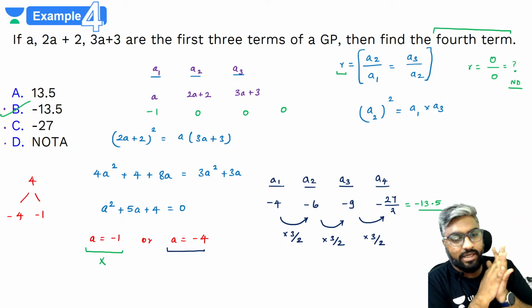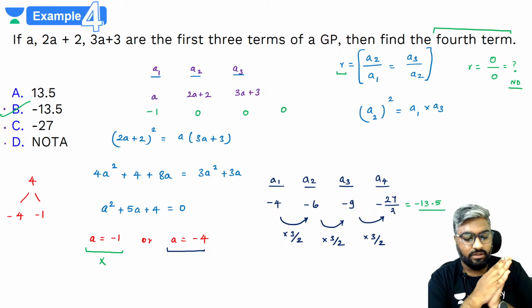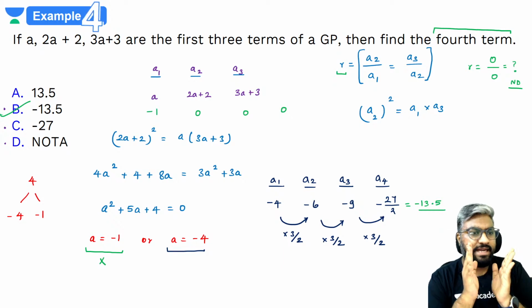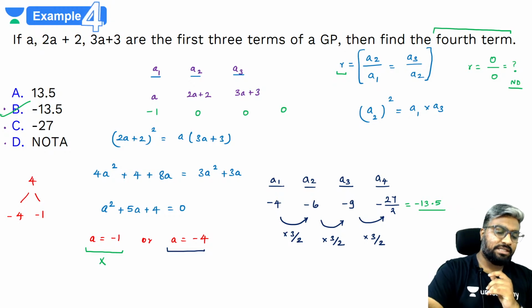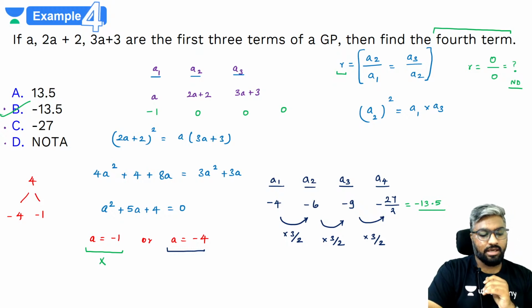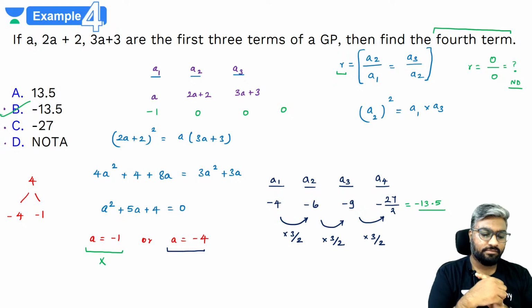Is this clear, everyone? So people who said option B, minus 13.5, beautiful. People who said C, minus 27, or none of the above, or even A, if you had thought of it, please check the solution. Okay? Is this cool, guys? Any doubts here, anyone?